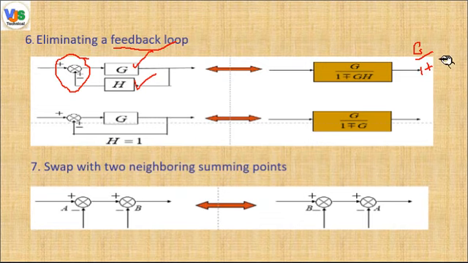Now how we decide whether it is plus or minus in this form: it depends on the sign provided. If the comparator has the minus sign, then we take plus here. If the comparator is provided with positive feedback, then we take the negative value here. Depending upon that, we reduce this system.